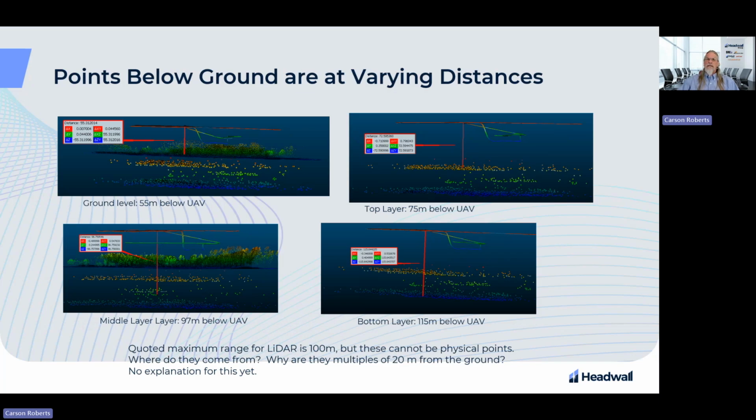And what I see is there is the ground level. We flew this at about 55 meters above the ground. There's another layer that's 20 meters below that, another layer that's 20 meters below that, and another layer that's 20 meters below that. Really consistent. I don't have any idea why. But again, we only see these when we have bright sunlight.